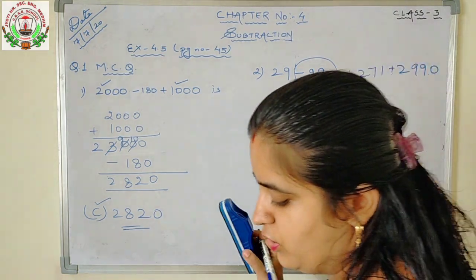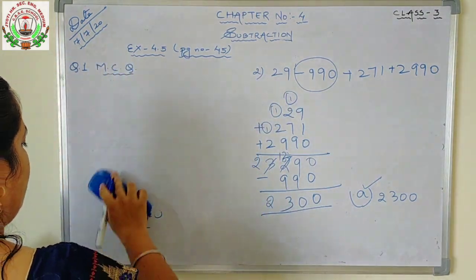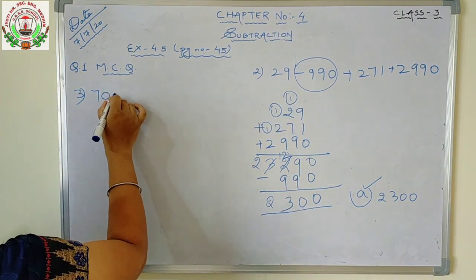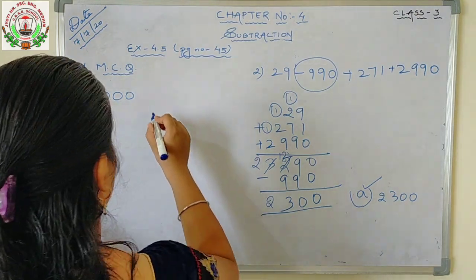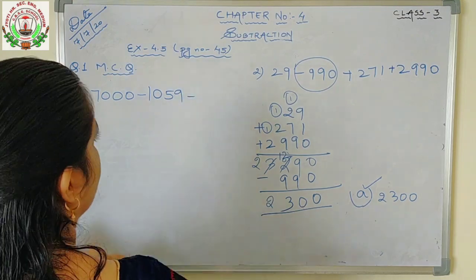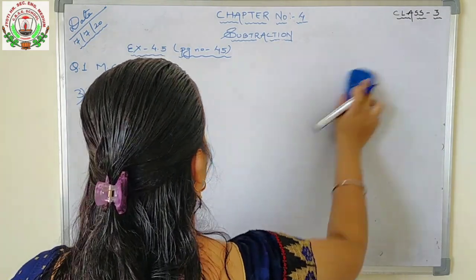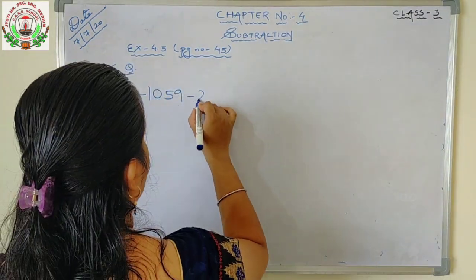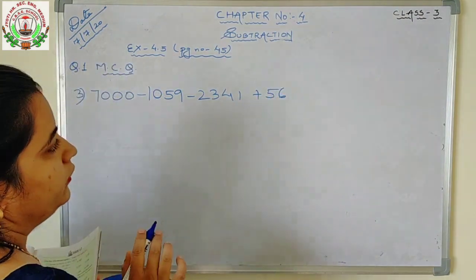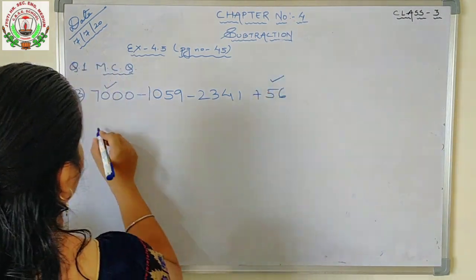Now moving on to question number 3. See what your question number 3 is. Number 3 is 7000 minus 1059 minus 2341 plus 56. So first we will add these.